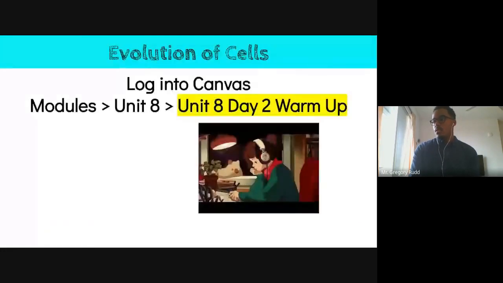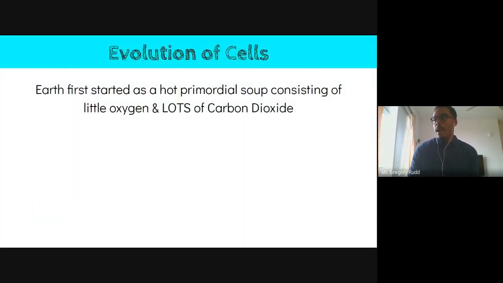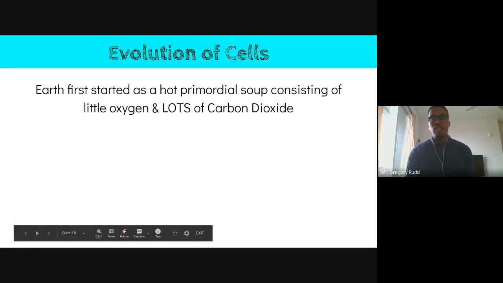Jump to today's notes. All right, so today, again, we're talking about evolution. I do want you to write down this statement. Earth first started as a hot primordial soup consisting of little oxygen and lots of carbon dioxide. So I'm gonna pause as you all write down that statement. That's pretty foundational for this lesson.